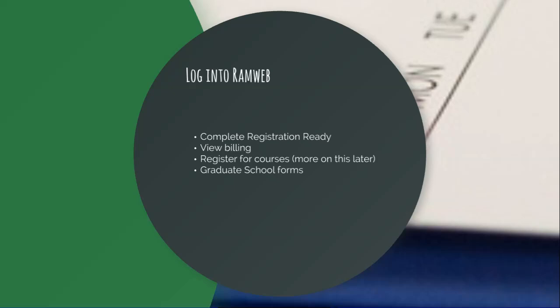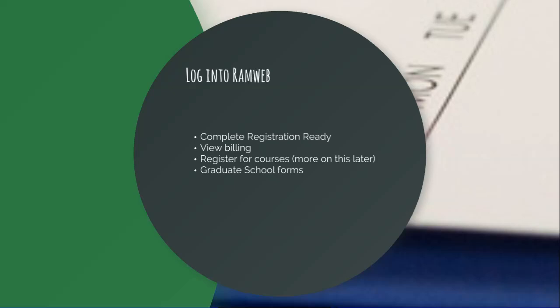For the first semester, you can put your current address. It won't affect anything. If you're running into problems, go ahead and email me and we can figure out what to do about that. You'll also be able to view your billing statements. They typically aren't posted right away. You have to register, and then I believe after a week or two of classes, the billing statement will be posted. You'll be able to register for your classes. We'll go over more about which classes to register for a little bit later.